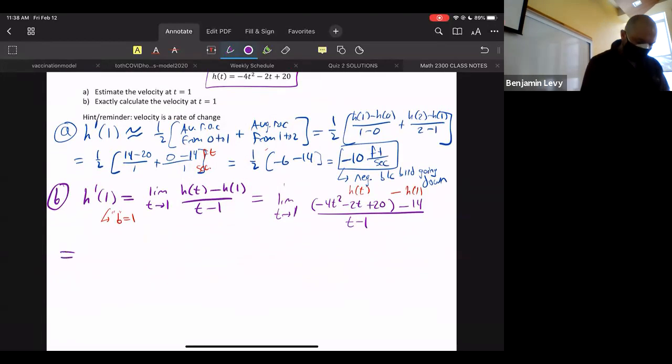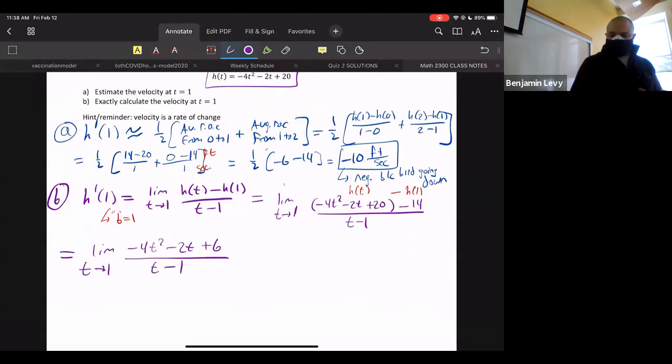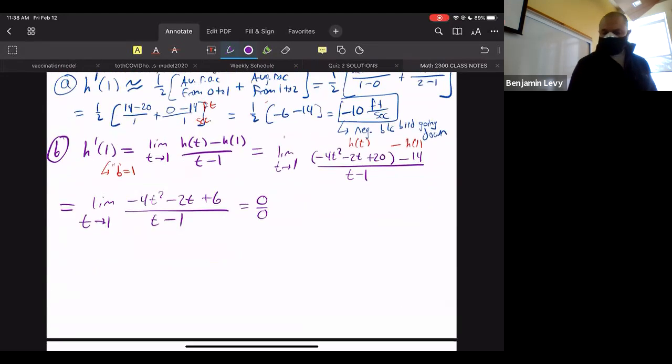So this is the limit as t goes to 1. Just do 20 minus 14 to get the next step. 20 minus 14 is 6. And it's indeterminate. You can double check that, but if you plug a 1 in there, on the bottom you clearly get 0, and then on the top you'll get minus 4, minus 2, plus 6. So that's going to be 0 over 0. Doing okay on room. And so we should factor and cancel this one.